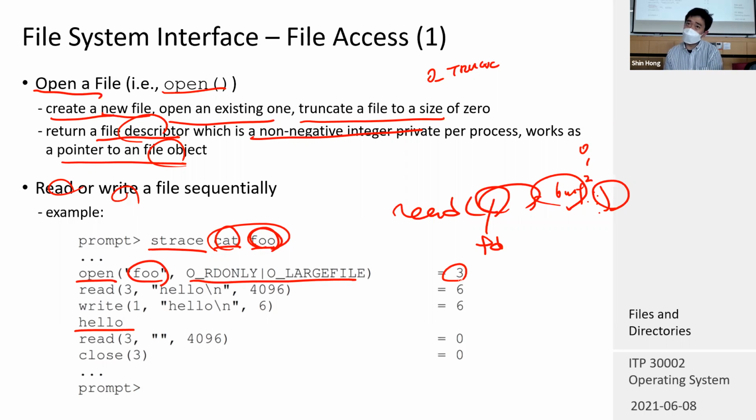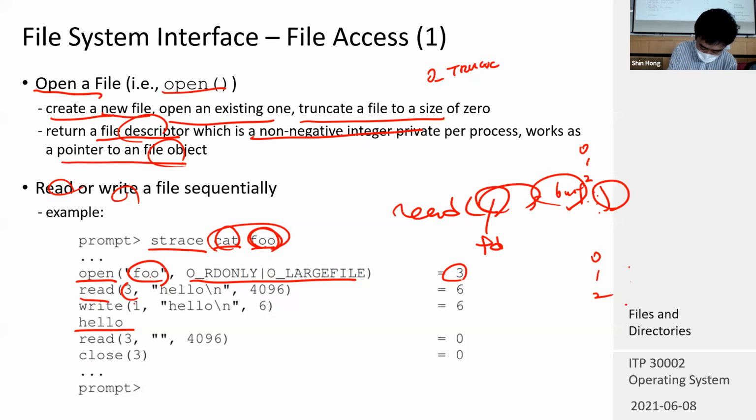Why is it a 3? Because by default, a process has 3 file descriptors. 0, 1, 2, what are they? Standard input, standard output, and standard error. So they are just opened by default. So if we open another file, then 3 will be received.